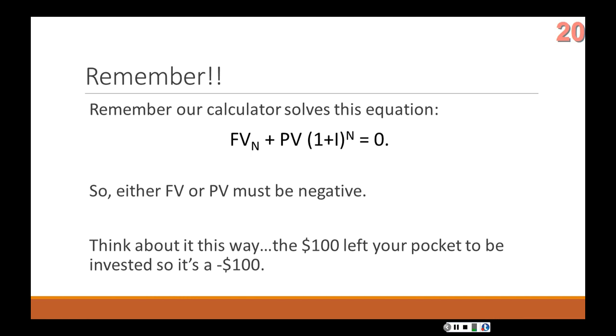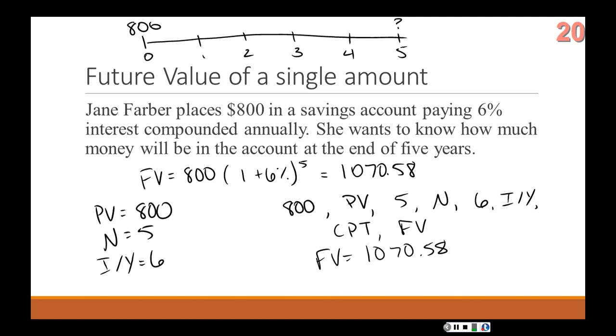So the way that we usually think about it is we say if you deposit $100, that $100 left your pocket, you no longer have access to it. So it would be a negative $100. So in the example that we just did, typically I would just put the present value as a negative, because he deposited $800 into a savings account, he no longer had access to that money. When he withdraws it in 5 years, he'll have $1,070.58. So that should be a positive number.